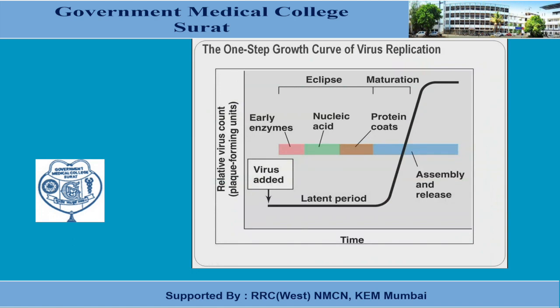This is the one-step growth curve of viral replication. These are the early stage and then the mature stage. So there are early enzymes, nucleic acid and protein coat surrounding, and they become mature. These are the latent period, and assembly and release. So the lag phase will be there, and virus is added over here. So this is the graph.